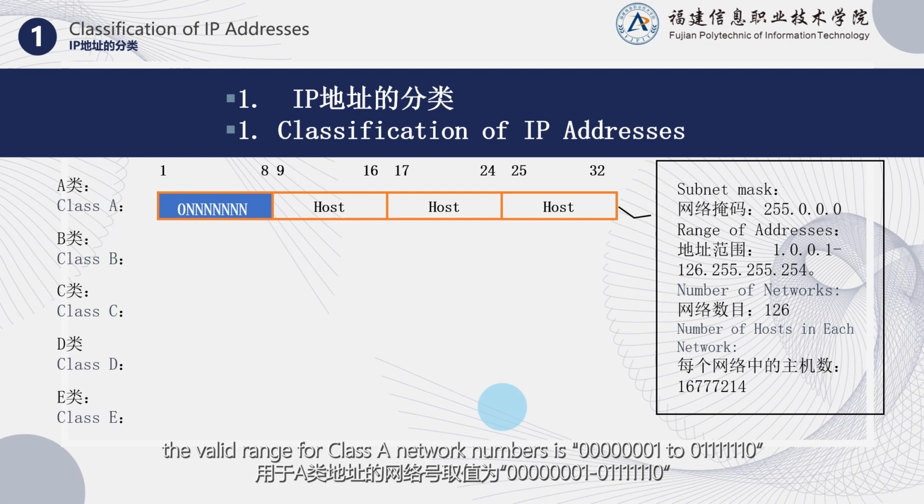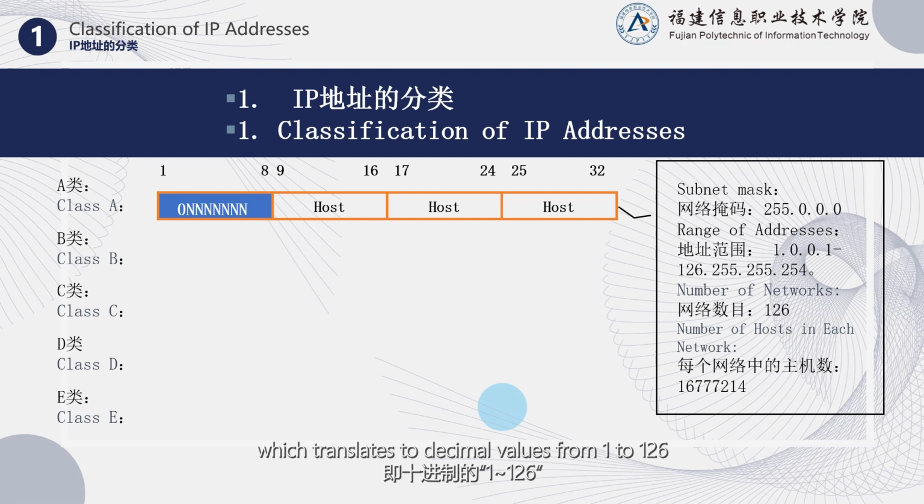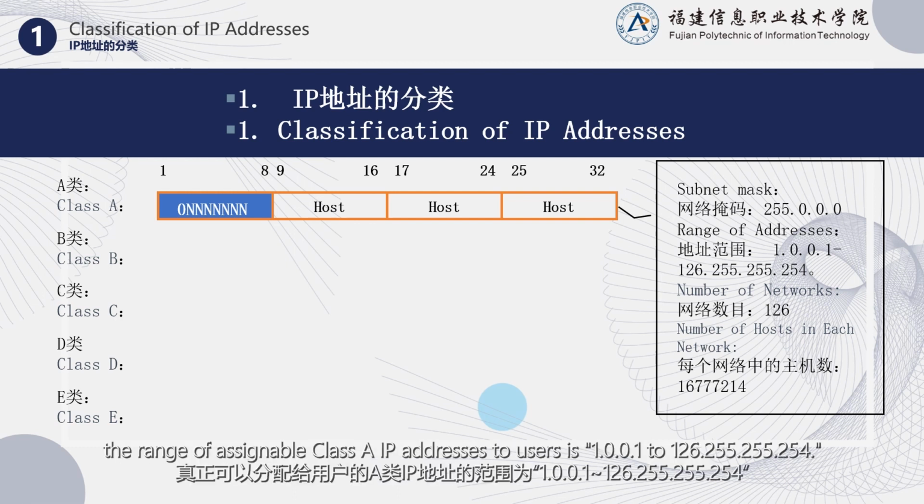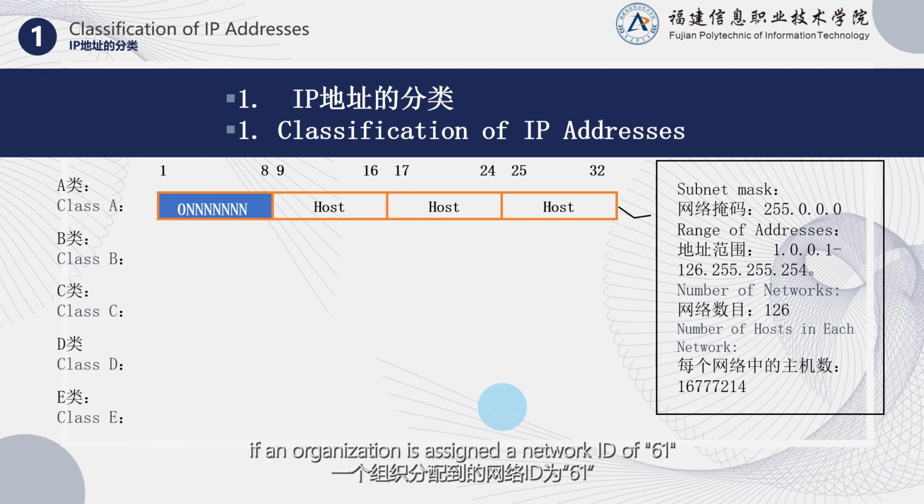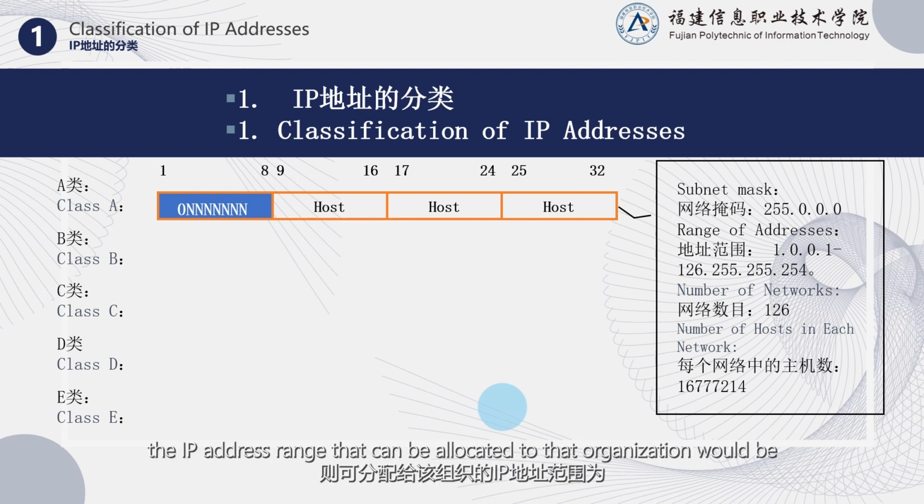Thus, the valid range for Class A network numbers is 00000001 to 01111110, which translates to decimal values from 1 to 126. Therefore, the range of assignable Class A IP addresses to users is 1.0.0.1 to 126.255.255.254.